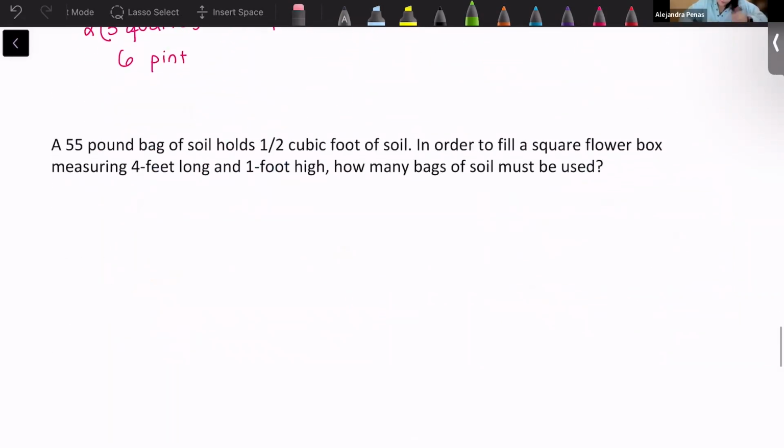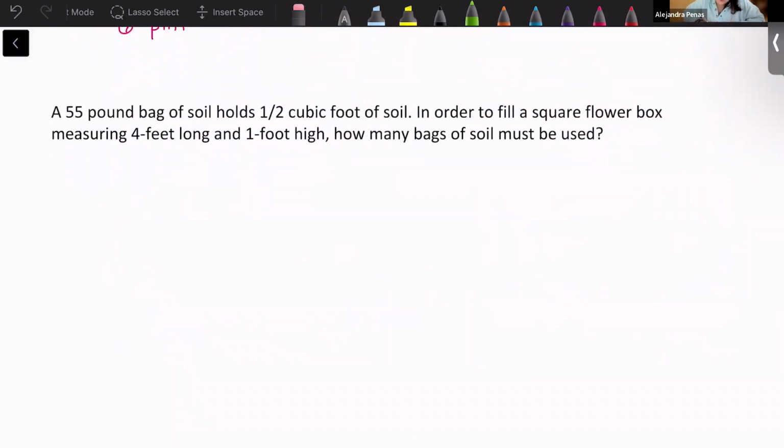A 55-pound bag of soil can hold 1/2 cubic foot of soil. In order to fill a square box measuring 4 feet long and 1 foot high, how many bags of soil must be used? Well, there's a tiny clue in this problem that is going to tell you what you need to calculate. Who can tell me what that little clue is? They give you a clue of what you need to calculate.